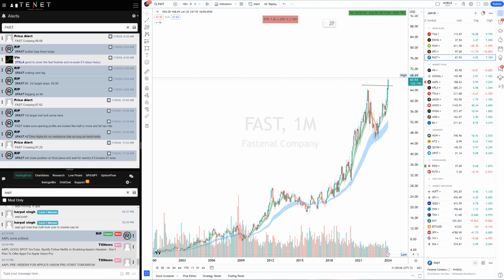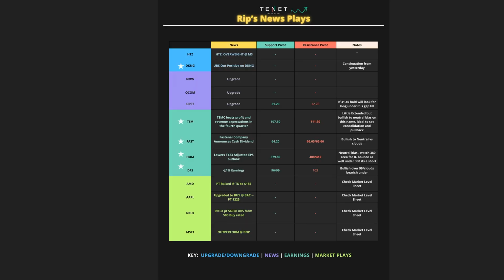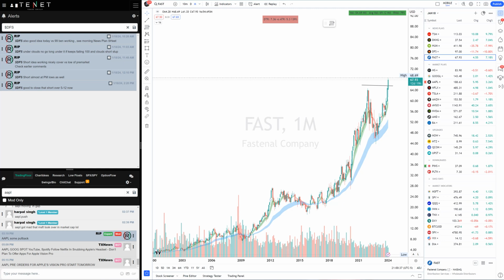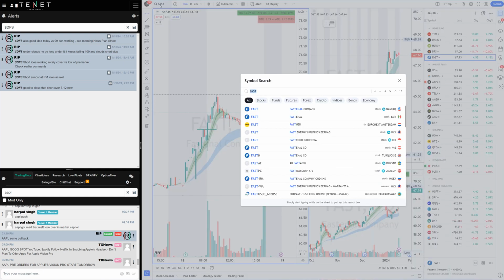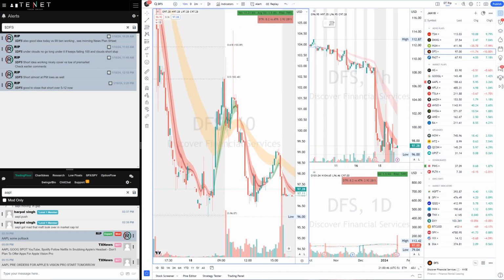So let's look at the next one. Okay, let's look at another play we did for today. This is called DFS. The plan was simple: bullish over 99, bearish under 99. That's it. I did not want to use the 100 level because it's psychological, and 99 was a cleaner level. So that's why I told everybody bullish over there and bearish under there.